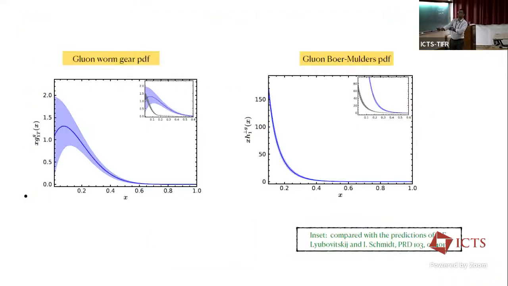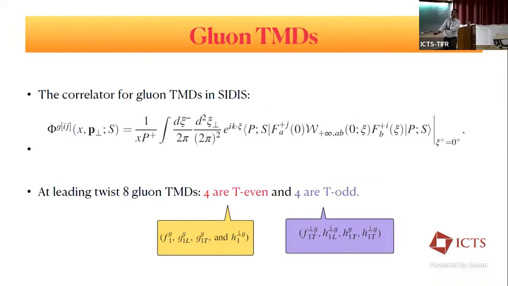Once you fit all these PDFs and your parameters are now fixed, then you can go into the TMDs. Okay. So this gluon TMD, for SIDIS, you can write like this, and if you expand it, you get 4 T-even TMDs and 4 T-odd TMDs. So these were all discussed in talks yesterday.